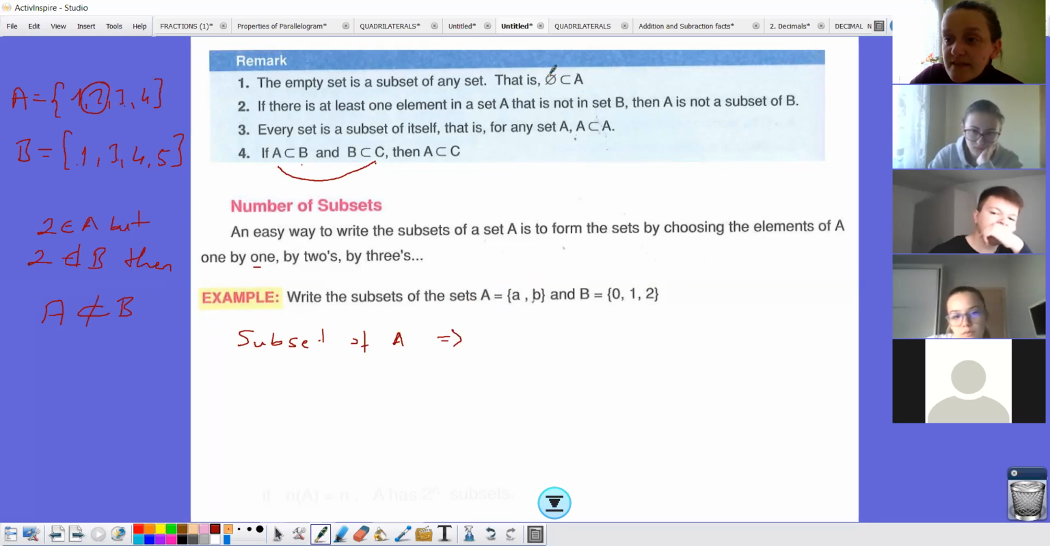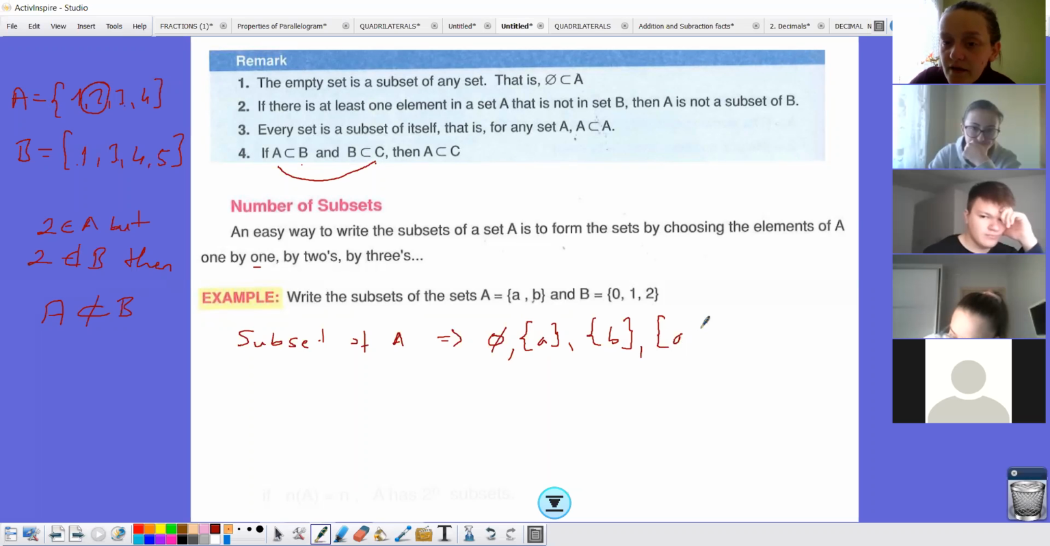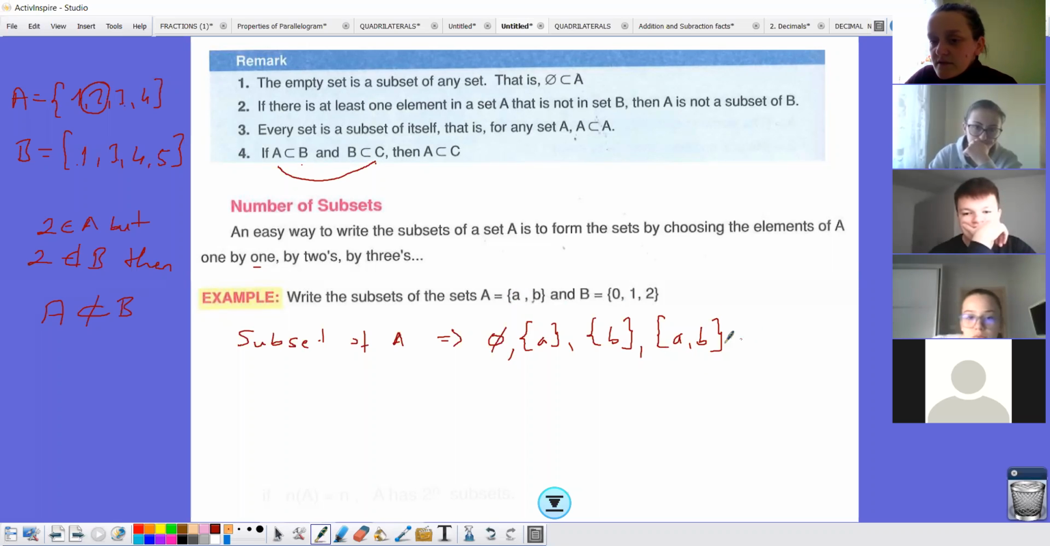Now what we said: the empty set is a subset of any set, so we will start with the empty set. Then the elements one by one: {A} will be a subset, {B} will be a subset. Then by twos, {A, B} will be a subset of A. Because we have only two elements here, we can write like this. So these are all the possible subsets of the set A.